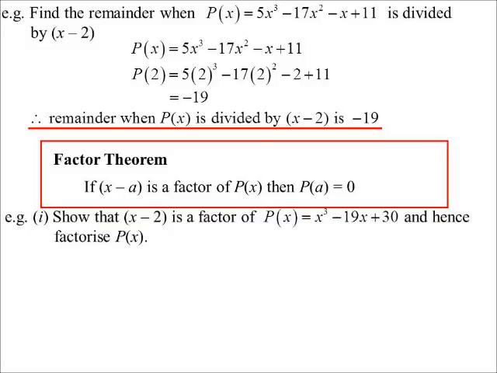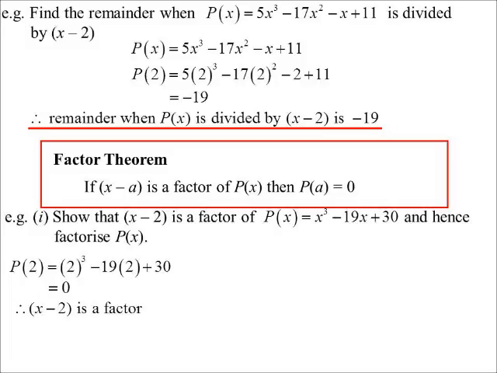So here we are, x minus 2. First of all, we're going to show it as a factor, and hence factorise the actual polynomial. So I can sub it in. Yes, I get an answer of 0. So I know x minus 2 is a factor. The question is, what is the other factor?